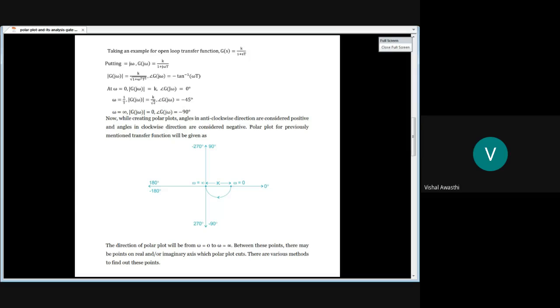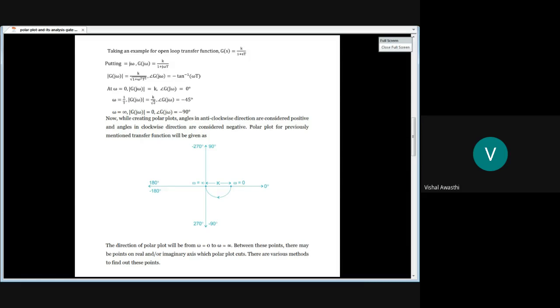Now next is, as I said, take several values in the middle of 0 and infinity. So in this one, we have taken 1 upon T as a second frequency. So when you put omega is equal to 1 by T, the magnitude becomes k upon root 2, and its phase is minus tan inverse 1, which is equal to minus 45.